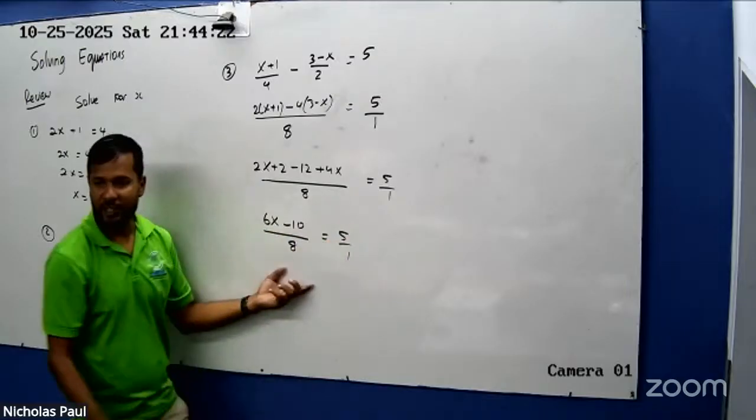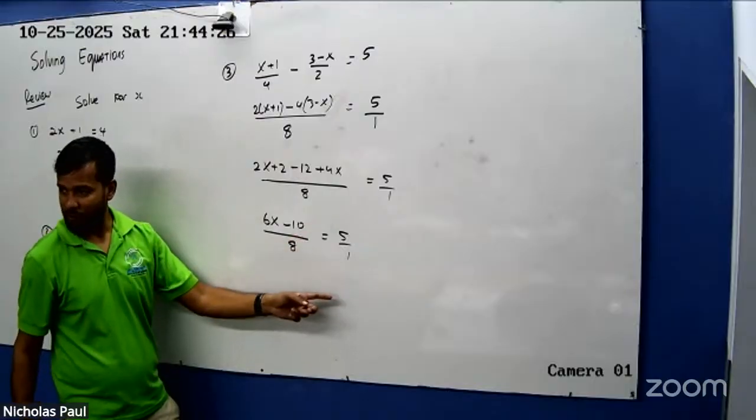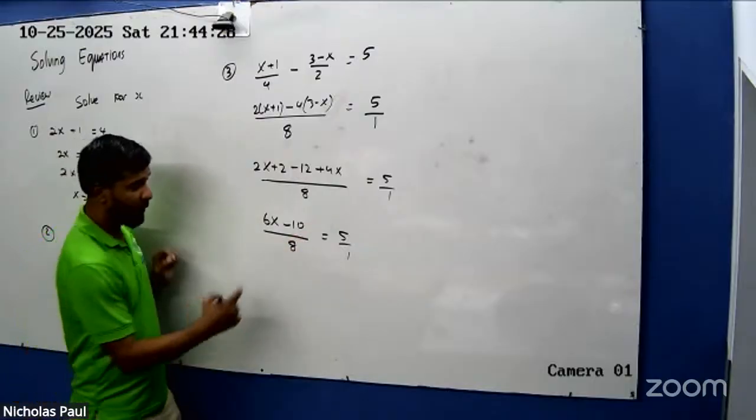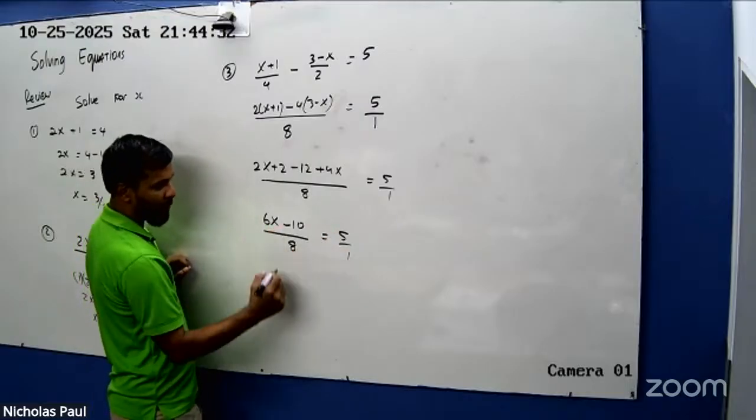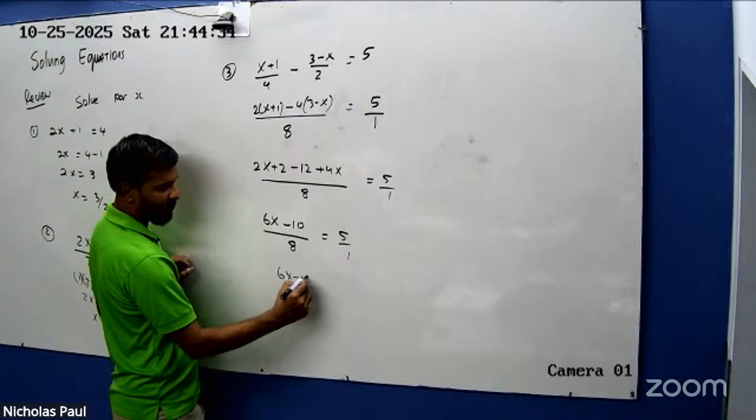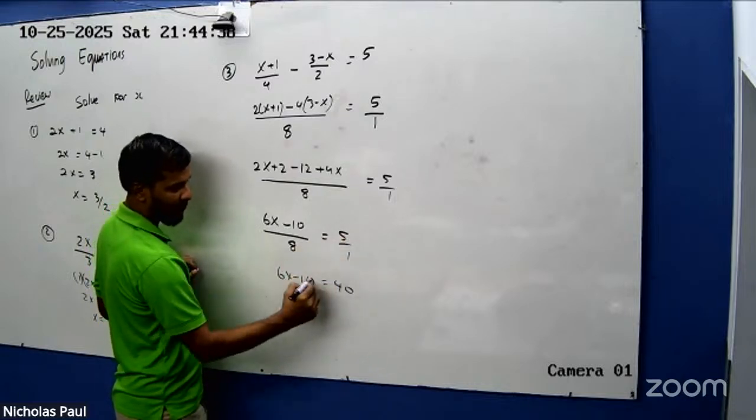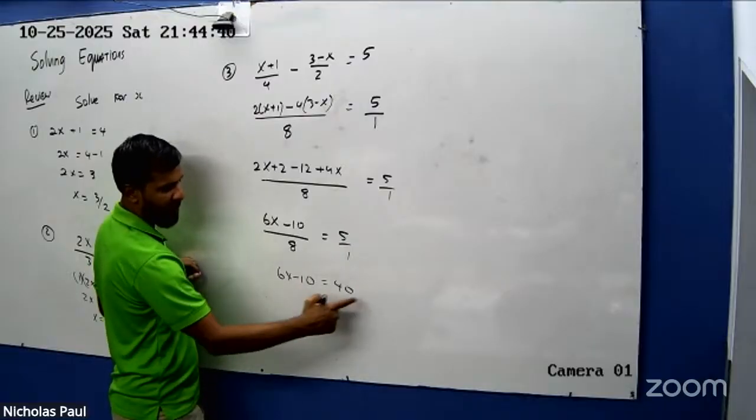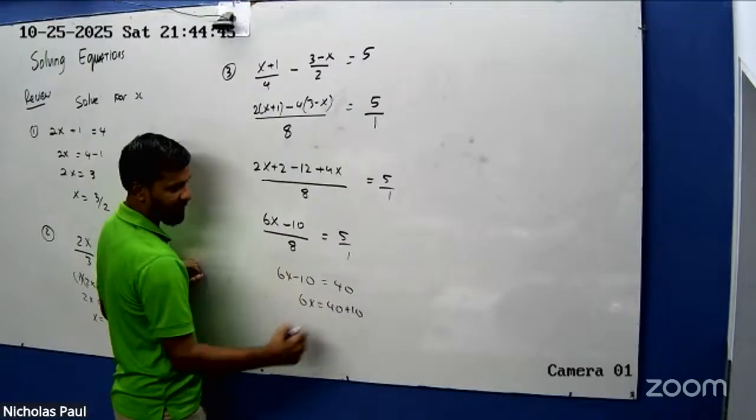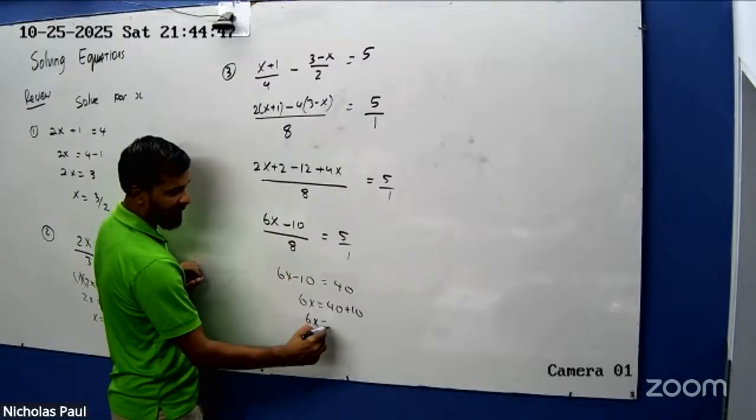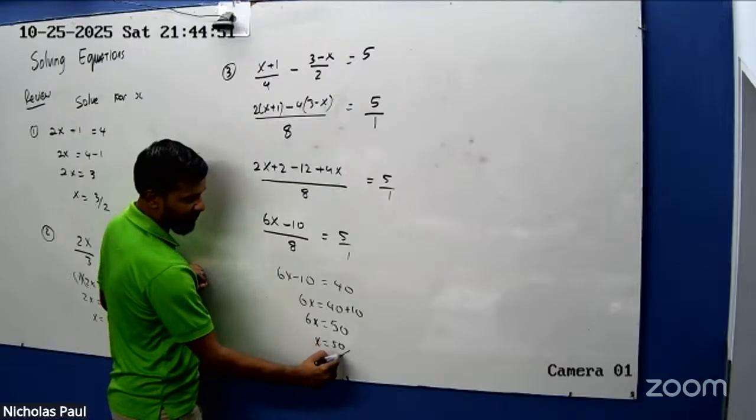When you reach here, what to do? 2 fractions, equal sign, you cross multiply. 1 by this, 8 by this. Move across the minus 10, and you will get plus 10. So now we have 6x is 50, x is 50 over 6.